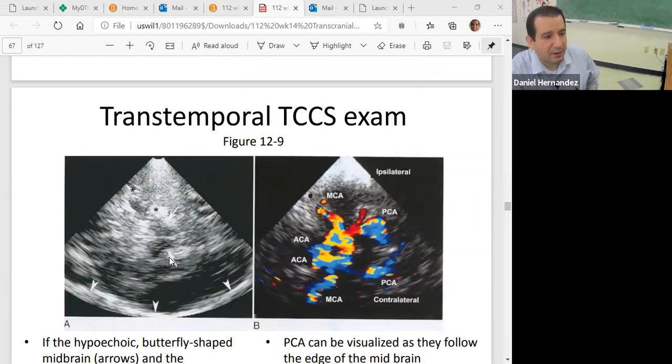So here you can see this arrow is pointing to that hypoechoic butterfly. That's going to be our anatomical landmark for our transtemporal approach. So if we visualize our transducer here on the patient's temple, we're scanning from lateral to medial. So transducer here. We have our middle cerebral artery coming towards us, towards the transducer. This is going to be the middle cerebral artery on the other side.